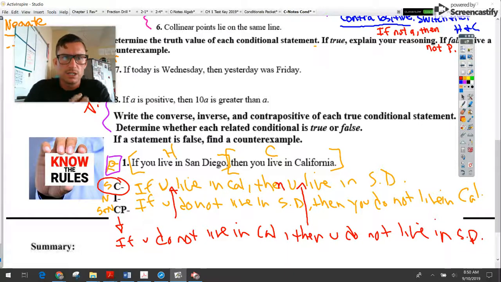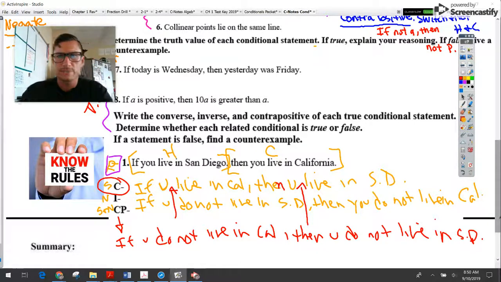So that's the conditional statement, which is the original up top. We did the converse, which is the switcheroo. The inverse is putting not in front of the H and the C. And then the contrapositive is just switching and notting. So that would be a good example of the four sentences.